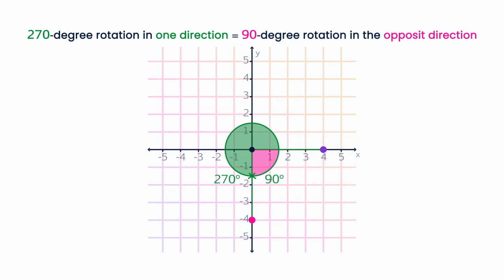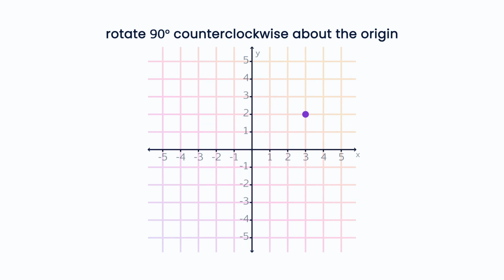Where the point is placed initially doesn't matter. Let's use this fact to rotate this point, placed at 3, 2, clockwise 270 degrees. You now know you can just perform a 90-degree rotation in the opposite direction. So, you end up here, at -2, 3.